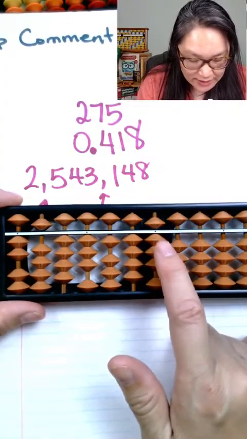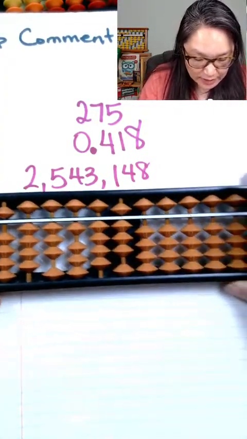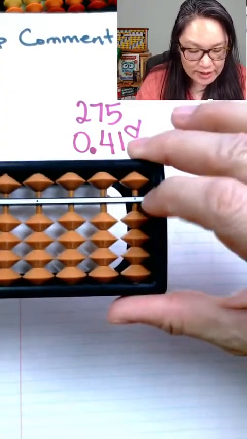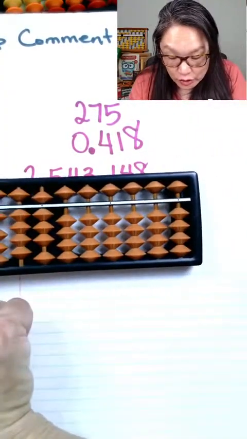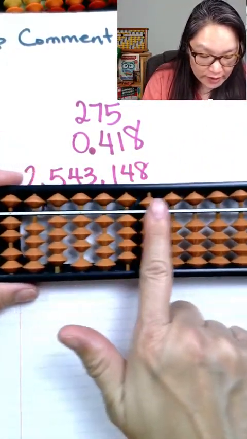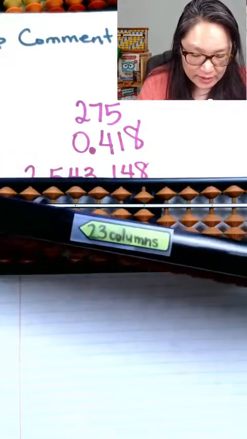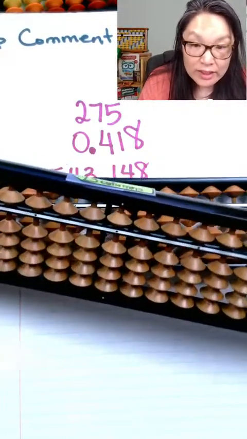This is 2 million because the dot is over here, if I choose that this is my ones place. So that's why there are so many dots. You can use this dot and then you have a huge number, or you could start over here and have a really small number. There's another abacus, which is this one, and this is more of a competition abacus, and this is 23 columns.